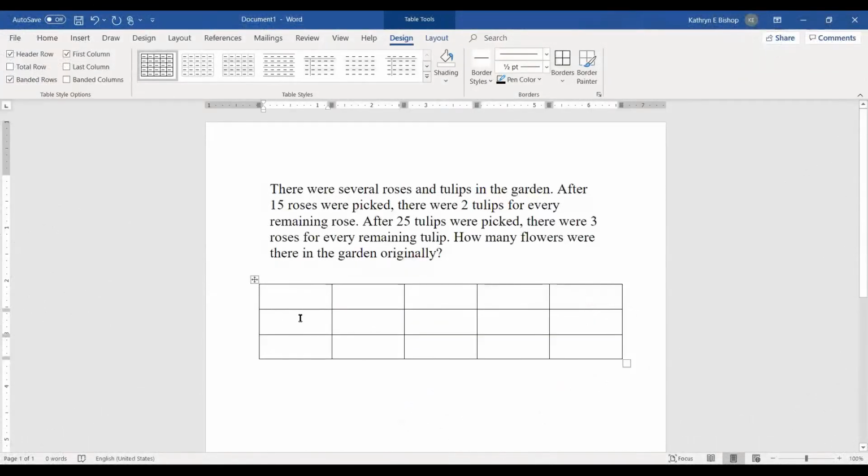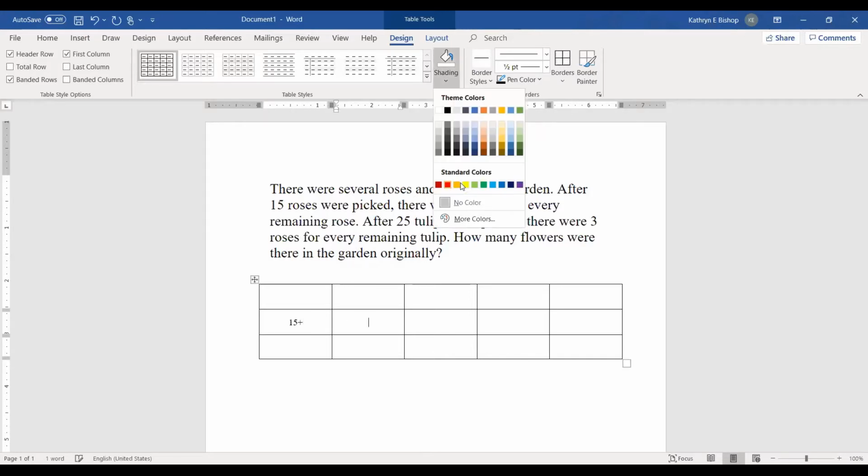So I started off by saying there was 15 roses, and then adding that to whatever was picked, and I made this cell represent what was picked. So I'm going to shade it just this orange color.